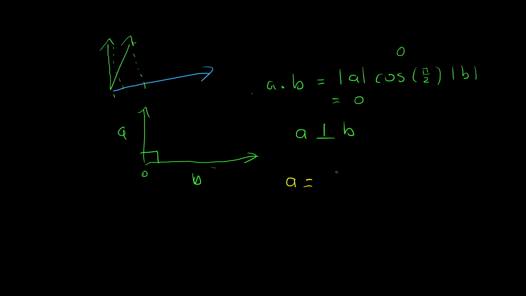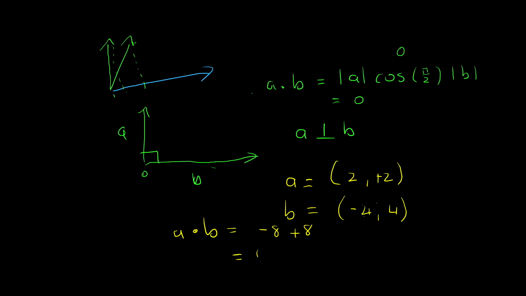A is 2 and minus 2, and B is equal to minus 4 and 4, and we get the dot product of these two. We say 2 multiplied by minus 4, which is minus 8, and minus 2 multiplied by 4 is going to be minus 8, and this will be 0. Therefore A is perpendicular to B. So that's a very nice example of using the dot product.